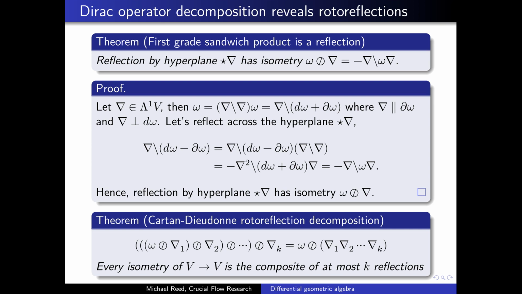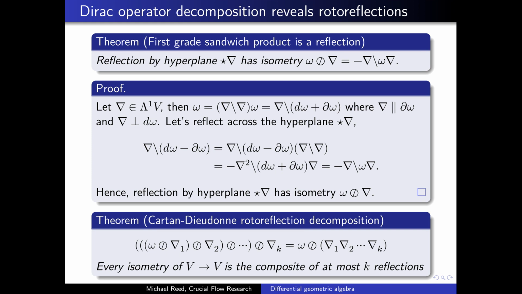And so when we have a reflection by a hyperplane, such as the complement of Nabla, that has the isometry omega O slash Nabla, which is this symbol combination is defined as negative Nabla backslash omega times Nabla. And what the backslash just means is that there's a division going on, but it's on the left side of the expression. So we're inverting Nabla and then doing the geometric product to multiply them together. But since it's on the left side of the expression, the division has to be a backslash.